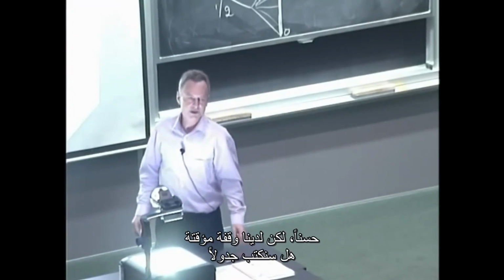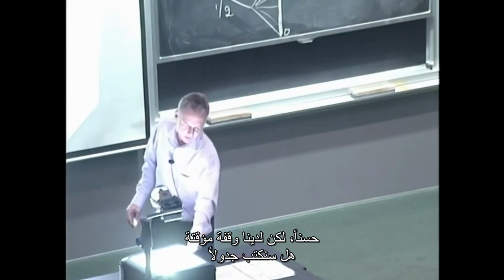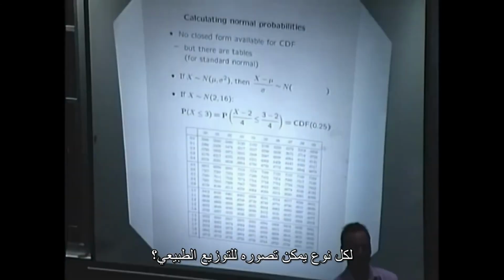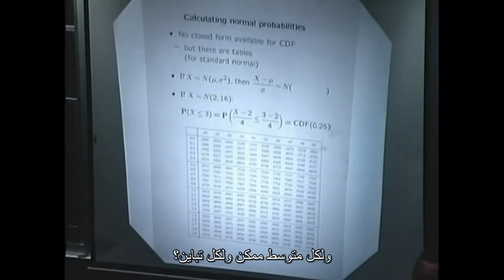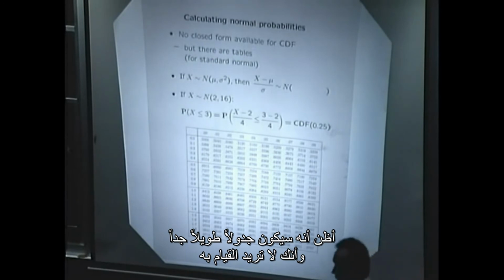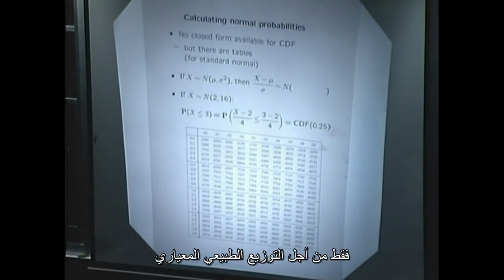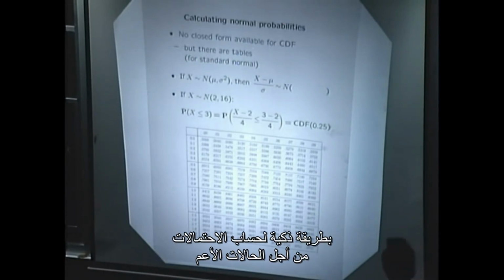Okay, but now there's a catch. Are we going to write down a table for every conceivable type of normal distribution, that is, for every possible mean and every variance? I guess that would be a pretty long table. You don't want to do that. Fortunately, it's enough to have a table with the numerical values only for the standard normal. And once you have those, you can use them in a clever way to calculate probabilities for the more general case. So let's see how this is done.